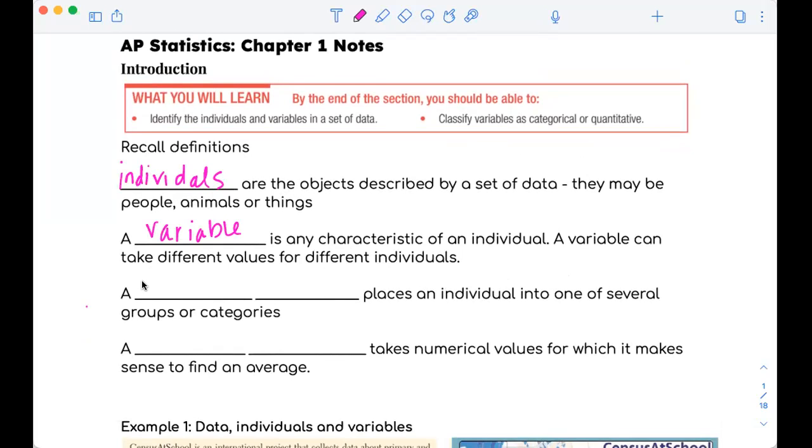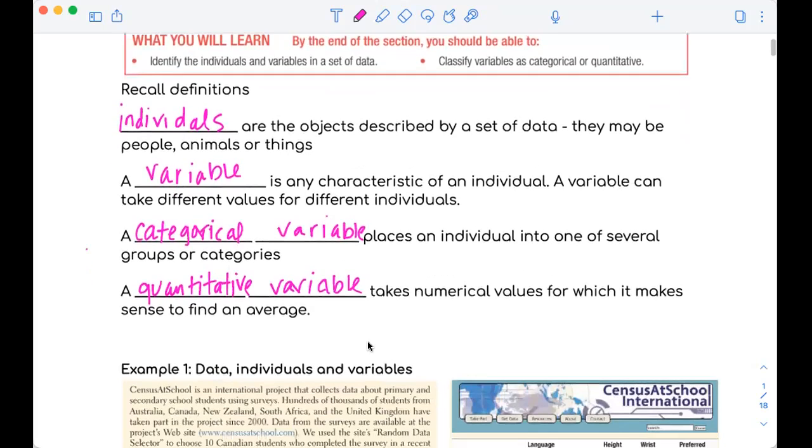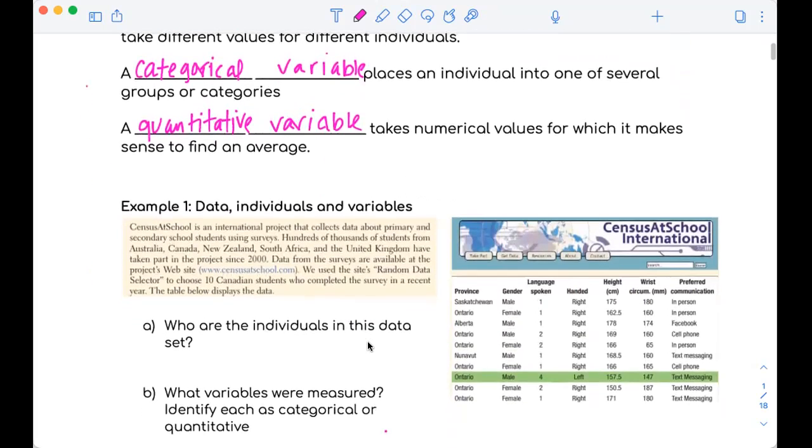We have categorical variables. A categorical variable places an individual into one of several groups or categories. And quantitative variables. I hope I spelled that right. A quantitative variable takes on a numerical value for which it makes sense to find an average. We talked about that towards the beginning of the, actually probably the first day of school.